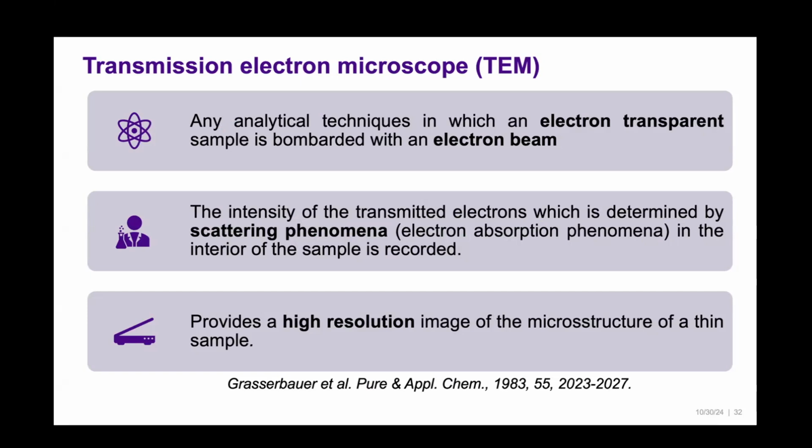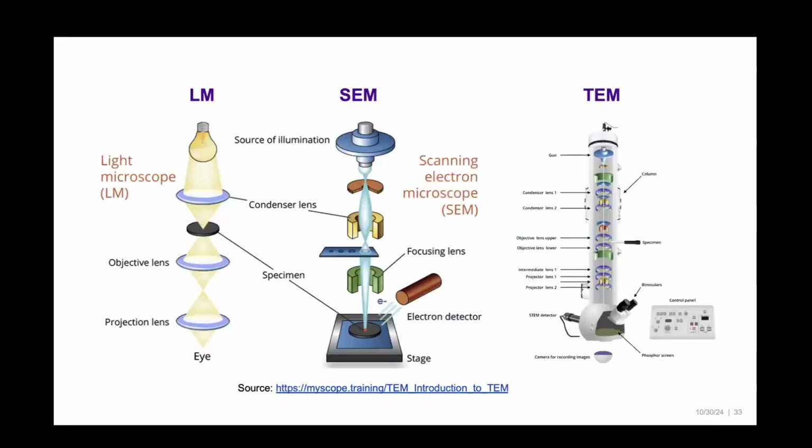And then what happens? When the electrons are transmitted, there can be scattering, multiple or different types of scattering, and one of these phenomena is then recorded. Because the electron beam is going through the interior of the sample, we get the internal structures. But it is only two-dimensional. It provides a very high resolution image. We can see atoms. And I think I have some high resolution images I will show you.